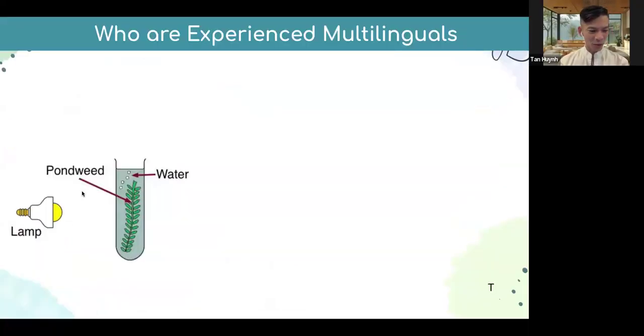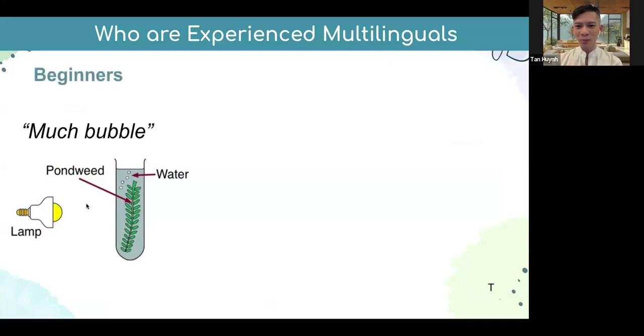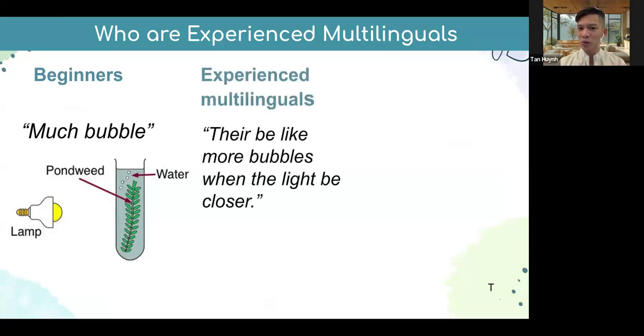So before we get there, we think about how do we structure the output? Well, what's the output first of all? Let me give you an example of the output for beginners. Let's just say they're doing an experiment. They have to move a lamp around, change the distance, and then they can count the bubbles produced by the pondweed. Some students who are beginners might say "much bubble." We're satisfied with that. However, experienced multilinguals will say this. They're grammatically incorrect. There'd be like "more bubbles when like the light be closer," right?